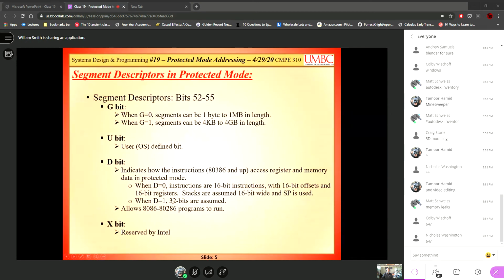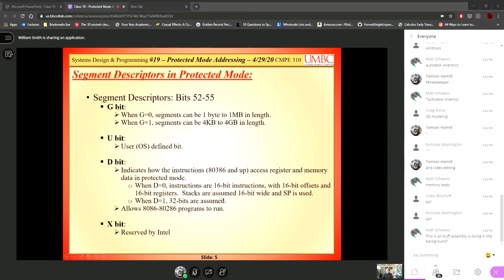When D is 1, 32 bits of addresses are assumed. This is the stuff assembly is doing in the background. Very good point, Matt. Yes, it is. This is all well under the hood. This is not something that your normal program is going to mess around with. Actually, not even assembly necessarily. I don't think assembly is even going to see this. It's all happening in the background. It's in the hardware itself, built into the hardware.